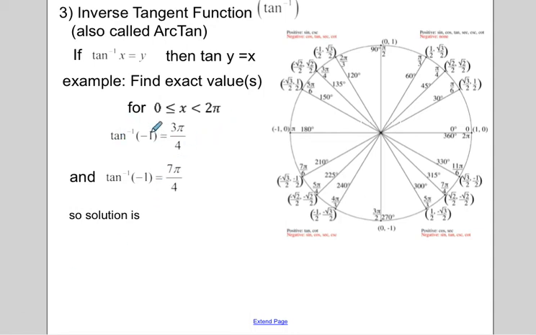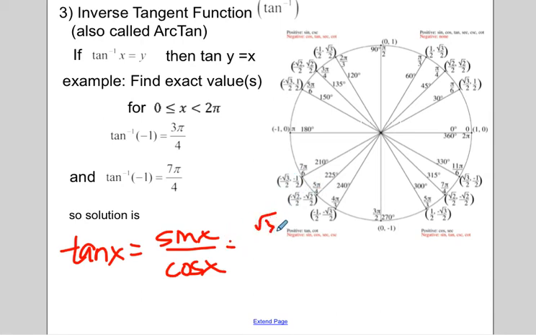This one, they're saying tangent inverse, what gives me -1? Well, we have to remember that tangent is sine of x over cosine of x. And if I want to get 1, it means the values have to be the same. So that means I'm going to have one be positive and one be negative. So where that happens is square root of 2 over 2, square root of 2 over 2. So one is either positive and the other one's negative or vice versa. So where does this happen?